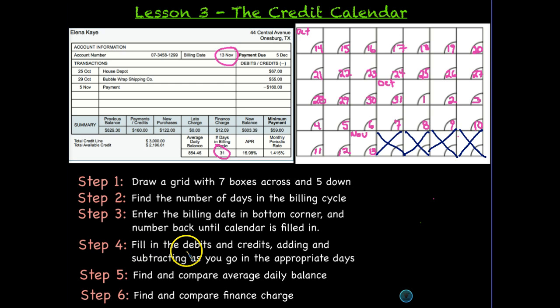Fill in the debits and credits, adding and subtracting as you go in the appropriate days. Well, that then means that I need to put in a beginning balance. So right here, my previous balance is $829.30, which is what I will write in my first square, $829.30. Now the goal is to have a number in every single square all the way down because I have a balance in each of these days.